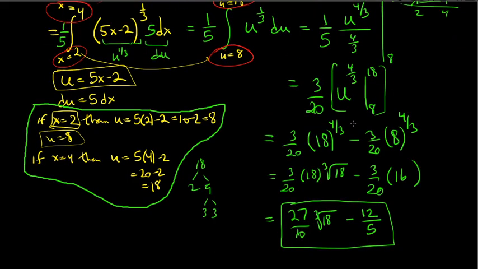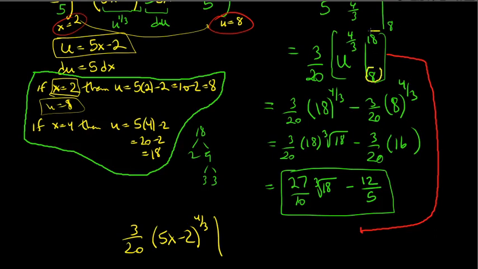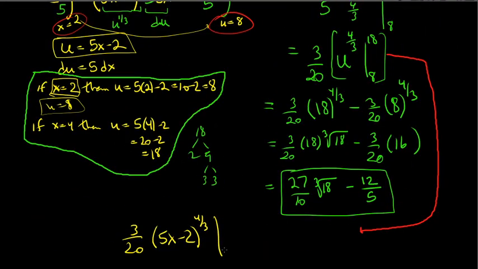The other thing you could do is, after you calculate the indefinite integral in terms of u, you could, of course, go back to x, right? So we could, and I'll have to do this down here, right? Write this in terms of x. So this is still going to be 3 over 20 times 5x minus 2 to the 4/3, right? And now, instead of plugging in the 8 and the 18, as we did here, we plug in the original x's, right? The original x's were 2 and 4. Oops, sorry. So now we're plugging in x equals 2 and x equals 4.